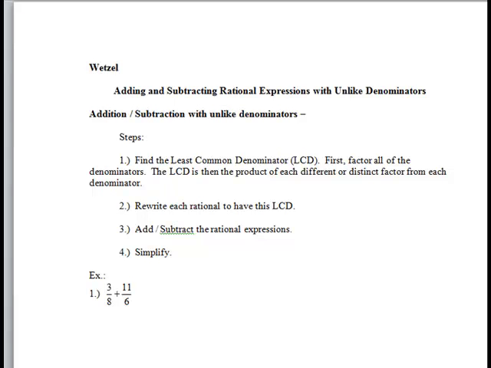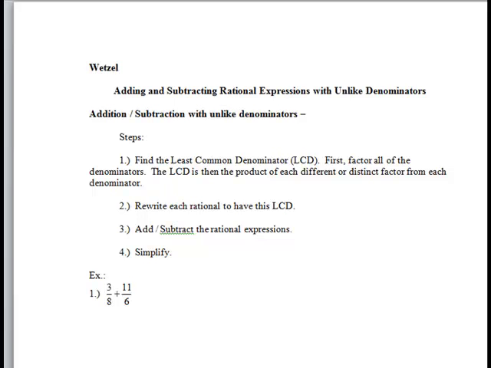Adding and subtracting rational expressions with unlike denominators. As we've already discussed, as soon as you're asked to add or subtract two rationals, you want to look at the denominators, see if they're the same, see if they're different. If they're the same, it's pretty straightforward to complete the operation.